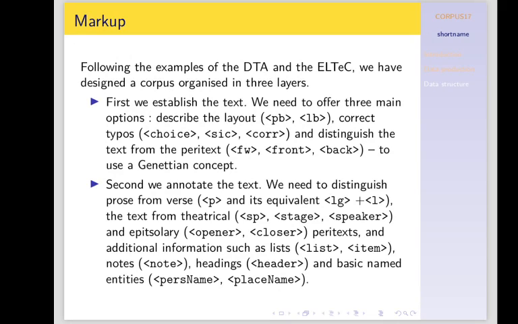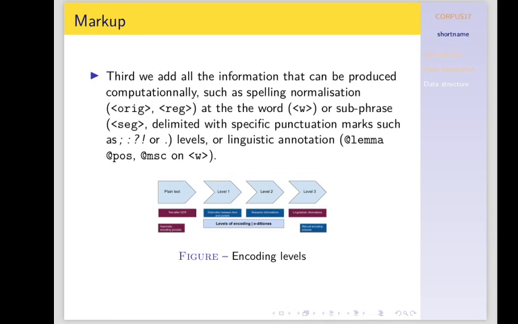Same thing with letters. If we want to have only the texts per se, we need a way to distinguish the letter from the opener and the closer. And then we need to handle things that usually occur, like lists, some notes, a few headings, and basic named entities, because we thought it could be interesting to know if there is a person or a place. It can always be useful. The second level is produced manually, at least for now.